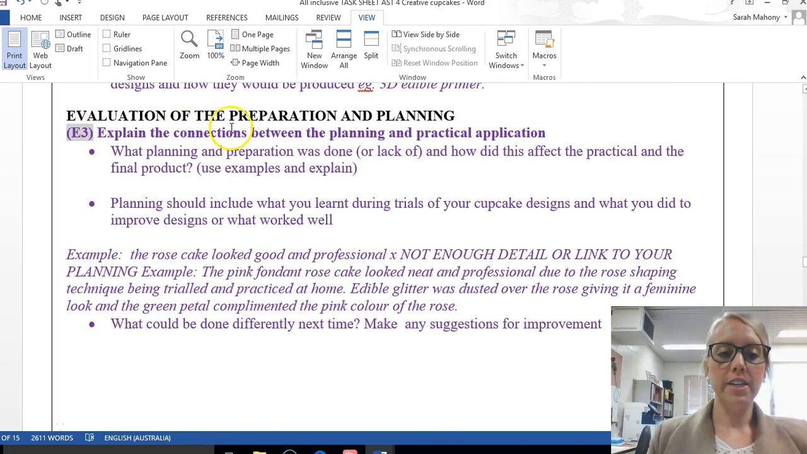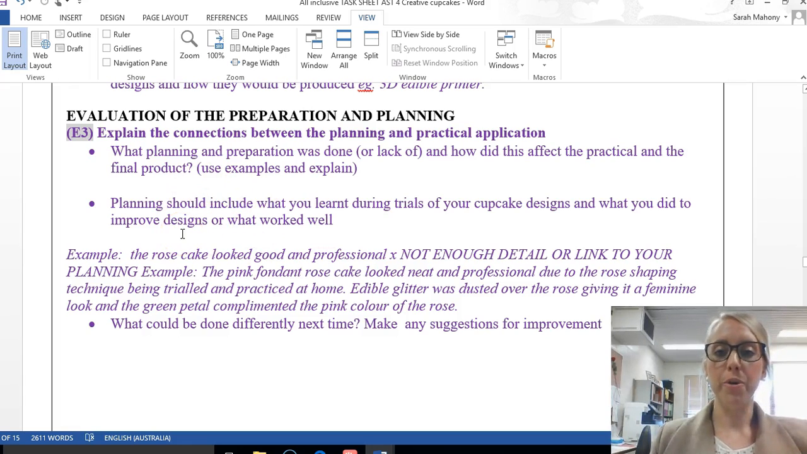This section here is one you would have covered before, evaluation of preparation and planning. Okay, so what planning and preparation was done or lack of, and how did it affect the practical and the final product? So using examples, all right, and here is what I want you to talk quite a lot about. Planning should include what you learnt during the trials of your cupcake designs and what you did to improve them or what worked well. Okay, because that is a big part of planning for this.